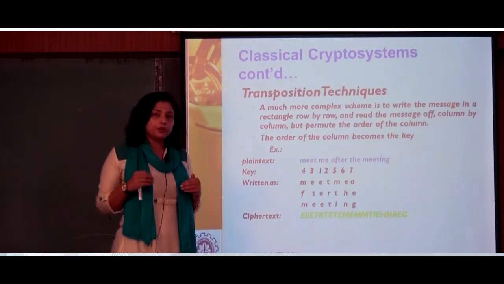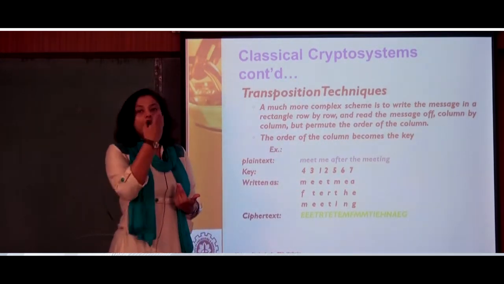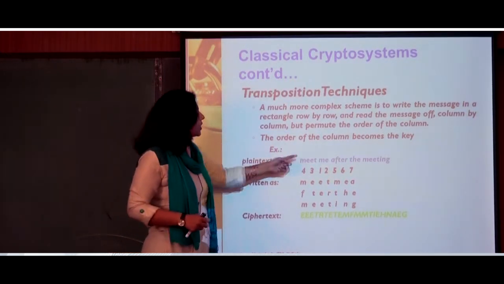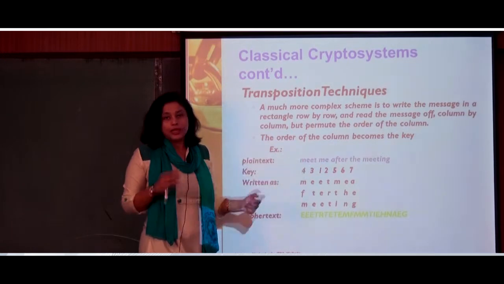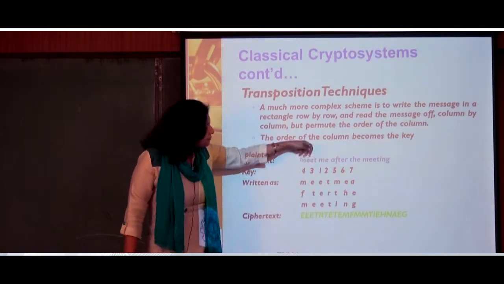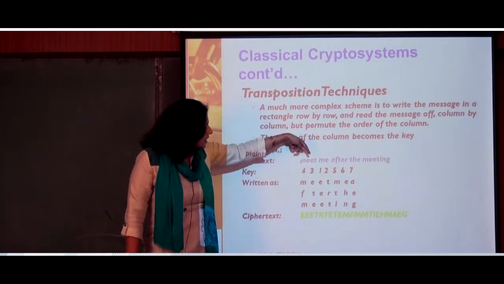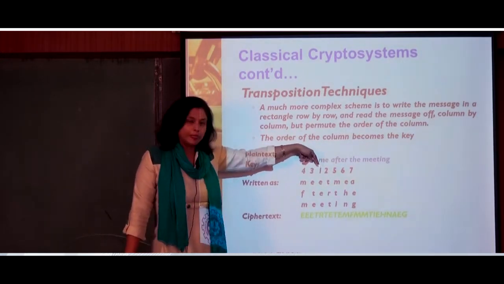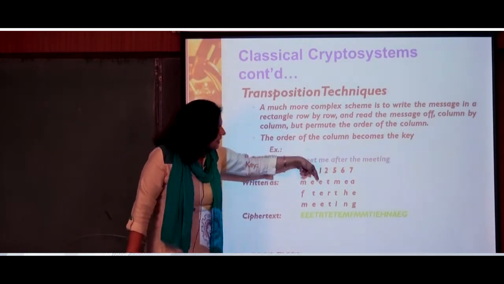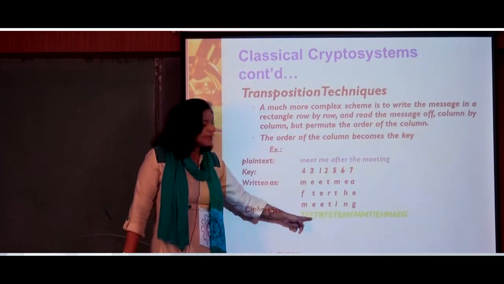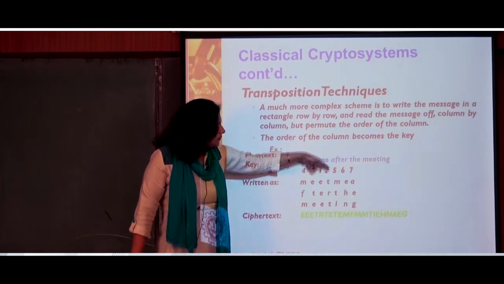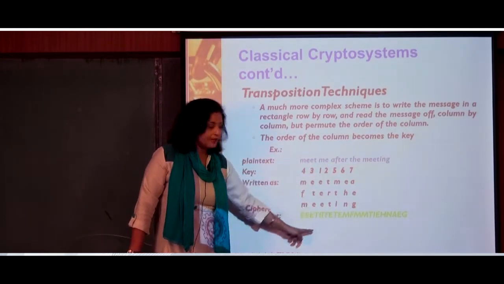Now what we need to do? We have to read them out column wise. But how column wise? Based on the keyword that is given to you. That means the first column that should be read should be under the figure 1. That means you are reading it out like this, EEE. So EEE comes first, then comes the second column, that is TRT.